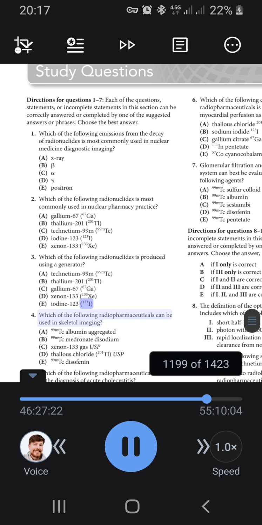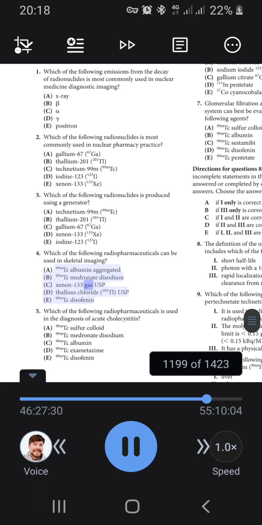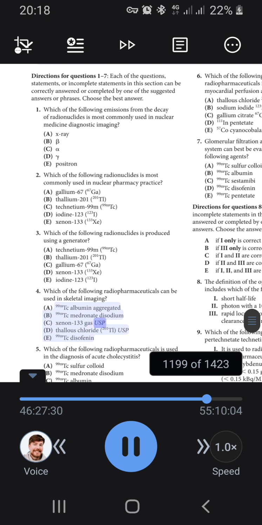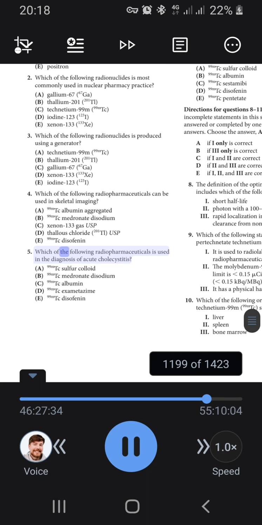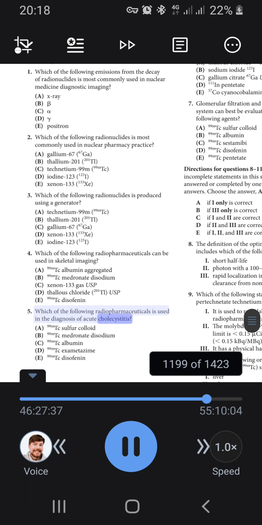4. Which of the following radiopharmaceuticals can be used in skeletal imaging? A. 99mTc albumin aggregated. B. 99mTc medronate disodium. C. Xenon-133 gas, USP. D. Thallous chloride 201Tl, USP. E. 99mTc disulfenatol. 5. Which of the following radiopharmaceuticals is used in the diagnosis of acute cholecystitis?